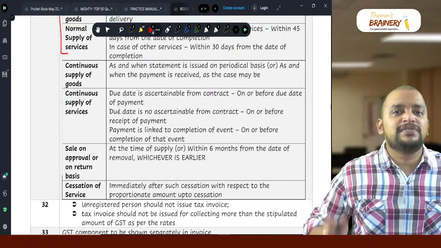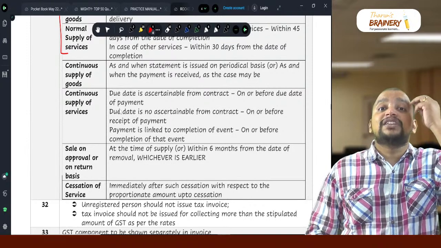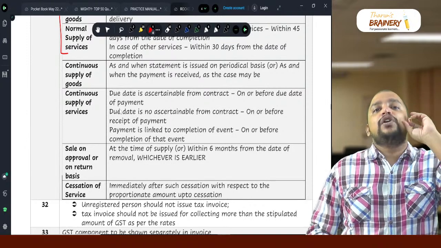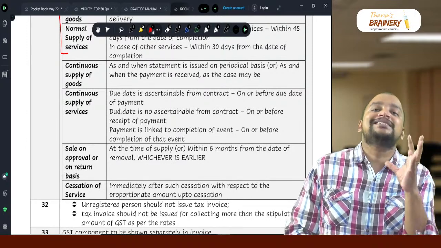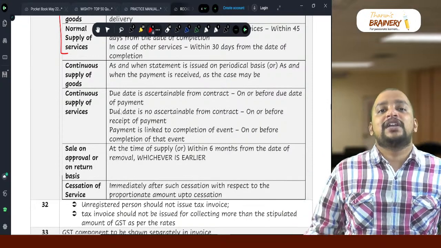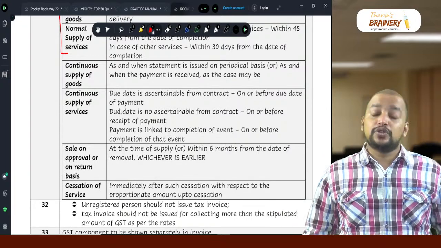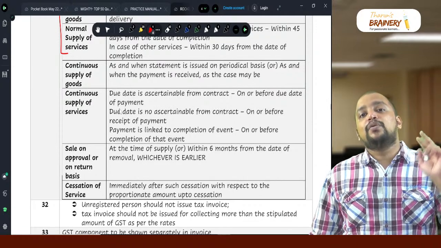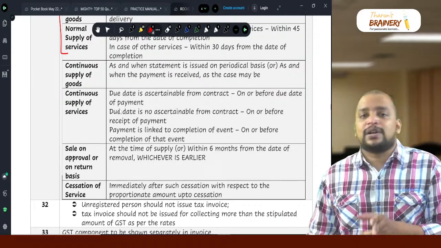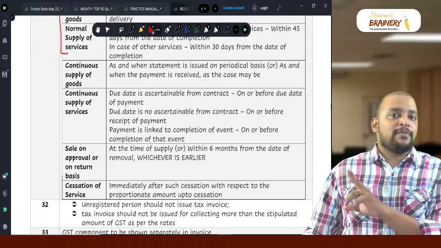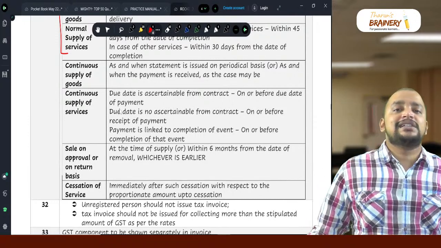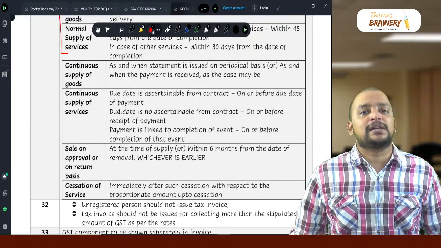Whereas continuous supply of service means a service which takes more than 3 months to complete and involves periodic payment obligations, meaning installments are involved. Then it will be known as continuous supply of service. Two conditions should be satisfied. Number one, it should take more than 3 months to complete, and it should involve periodic payment obligation. If both the conditions are satisfied, then only it will be called a continuous supply of service.